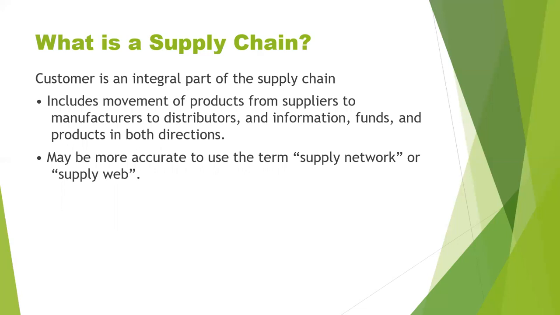A supply chain includes movement of products from the suppliers to the manufacturers, to the distributors, and it is not only the products that are moved from one stage to the other, it is also the information, funds, and products in both directions. So more than supply chain, the more accurate term to be used can be supply network or supply web.